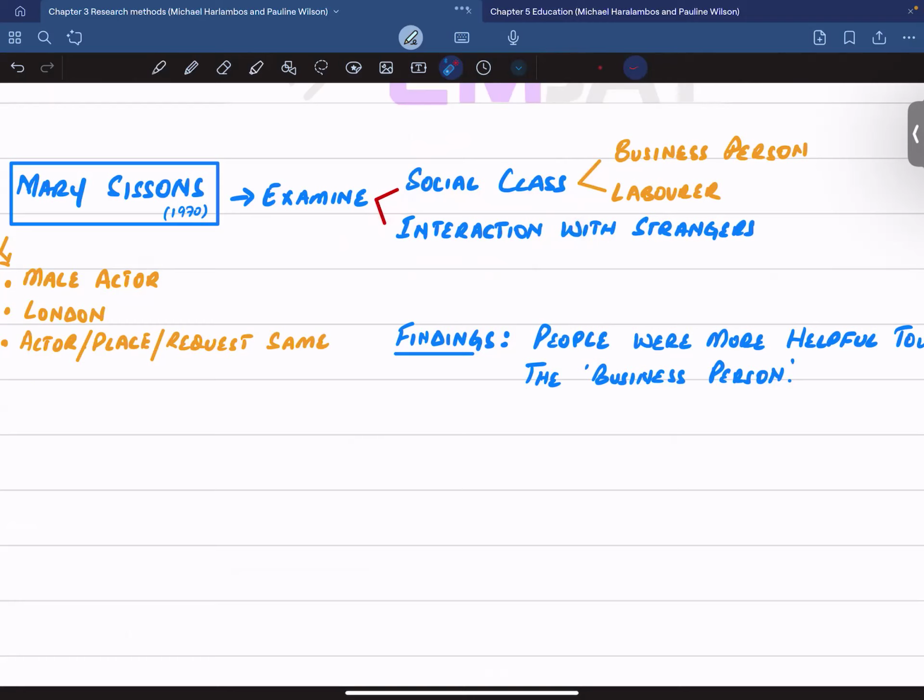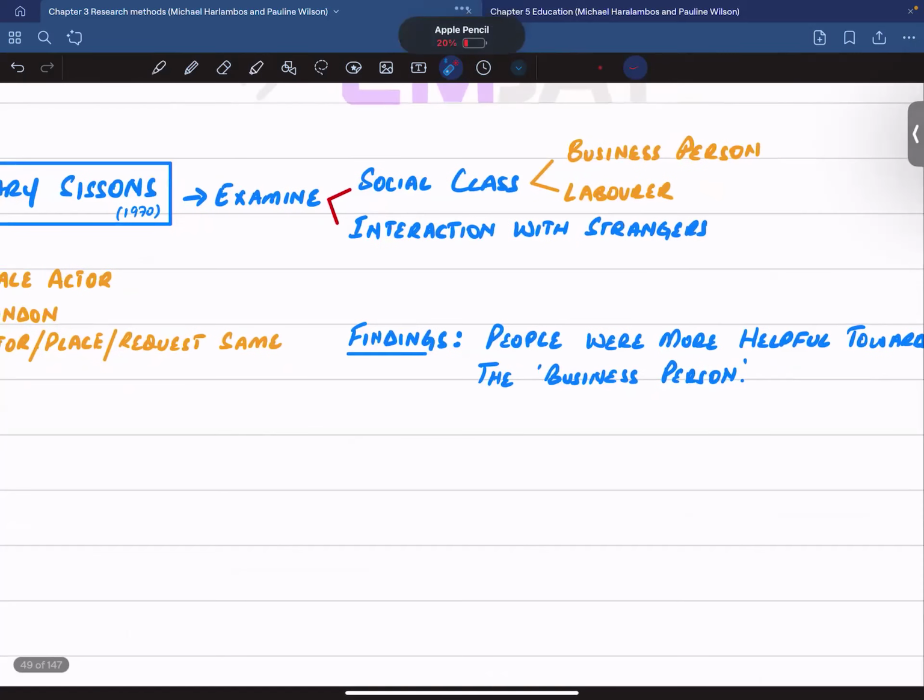So, in this case, this study had a male actor, and the social class was categorized into a business person and a laborer. This study was conducted on a street in London. In this particular study, the actor, the place, and the request that the actor had all stayed the same.